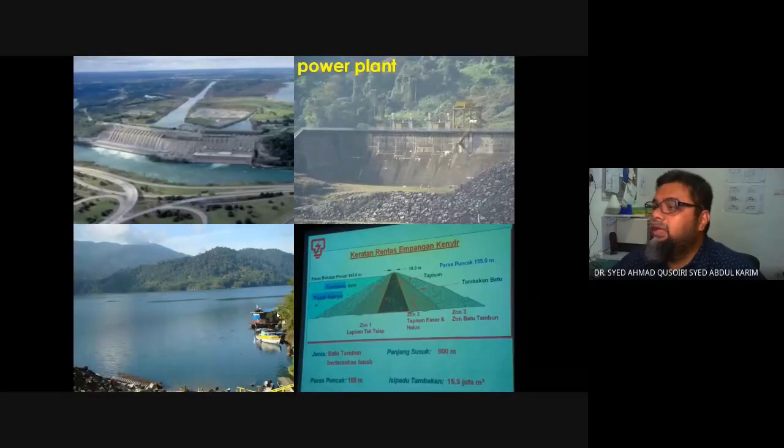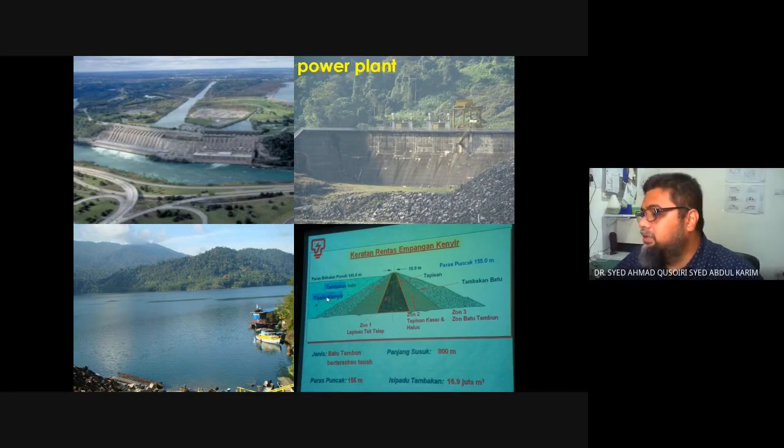So this is an example of, especially, a concrete dam power plant. This one is the same. This is the reservoir. This is not, what you call, a hydroelectric dam. This is just an earth-fill dam.